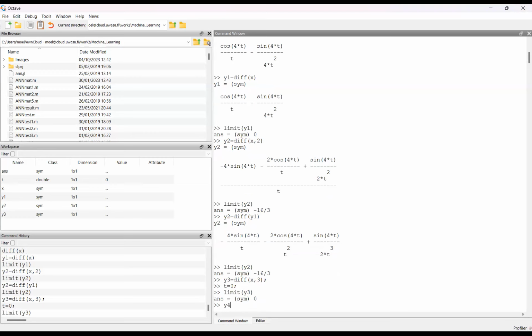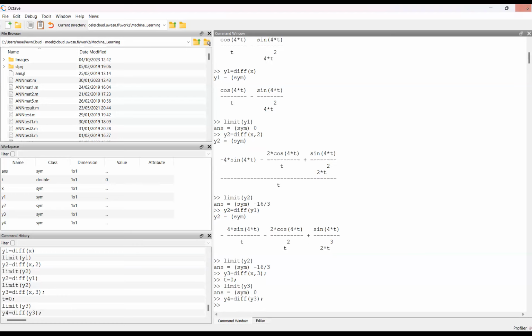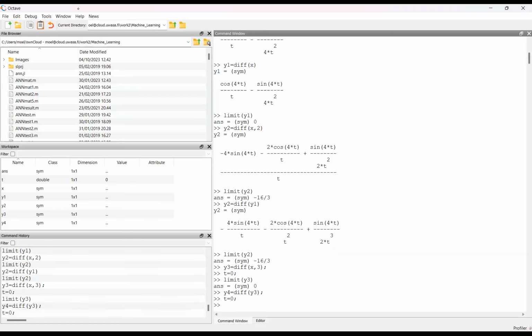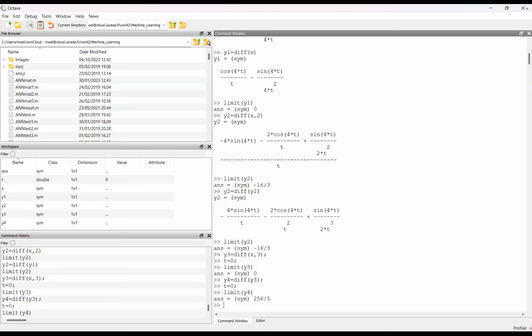But let us try, what about the limit if this one is the differentiation of y3? So we take the fourth differentiation, then t equal to 0, and then the limit of y4 after the fourth differentiation. Yes, this is correct, 256 divided by 5. Let me go again to calculate the limit of y2, the second differentiation.